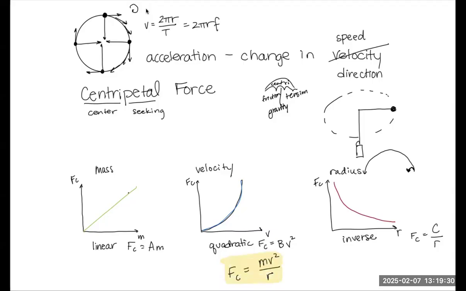Now, tomorrow, we'll do some of our most straightforward questions with centripetal force. But one thing I want us to talk about today is thinking about what doubling or quadrupling or halving each of these variables might do to the centripetal force. So let's go ahead and think about that. If I double the mass of my object, what will happen to the centripetal force?